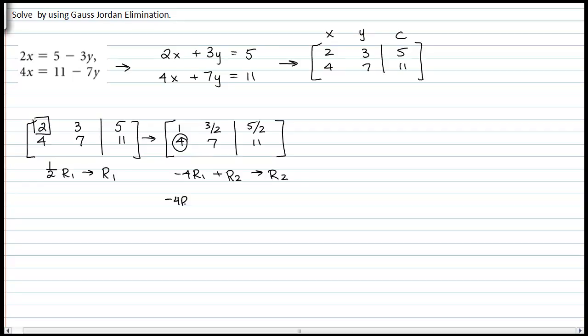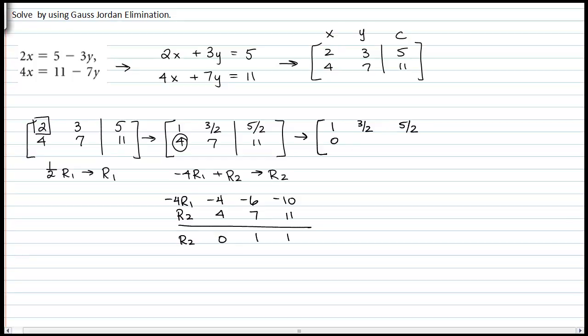Multiplying -4 to row 1, I'll take -4 times 1, which is -4. -4 times 3/2, which is -6. And -4 times 5/2, which is -10. I want to add that to row 2, 4, 7, 11. And my new row 2 is going to give me 0, 1, and 1. Row 1 stays the same. My new row 2 is 0, 1, and 1. And we are now done with the first column.